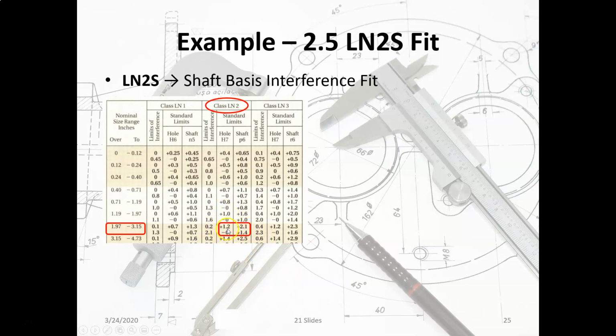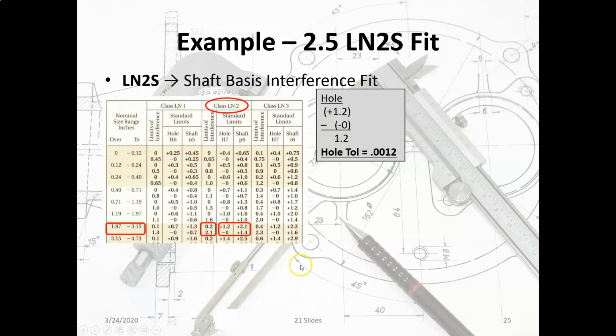What we're going to do is subtract the 1.2 from the 0 and the 2.1 from the 1.4. We're also going to use these numbers right here from the limits of interference. Again, all of these are in thousandths of an inch. So when we subtract the hole, we take 1.2 minus 0, and we get 1.2 again. That's easy math, but it's not 1.2. Remember, it's 0.0012. We have to move the decimal place. That is the hole tolerance.